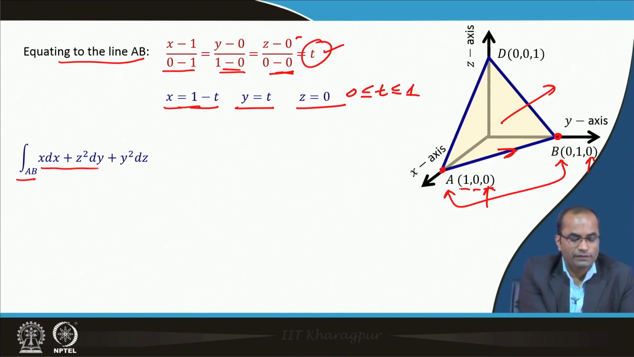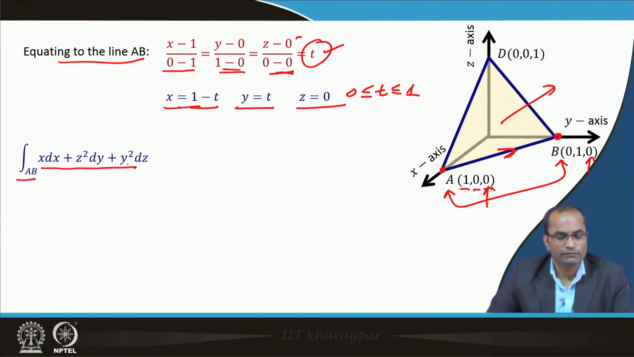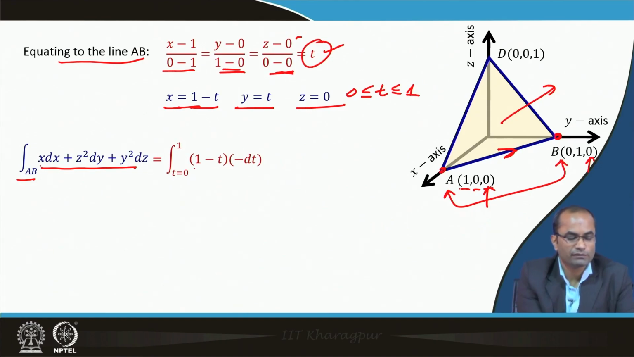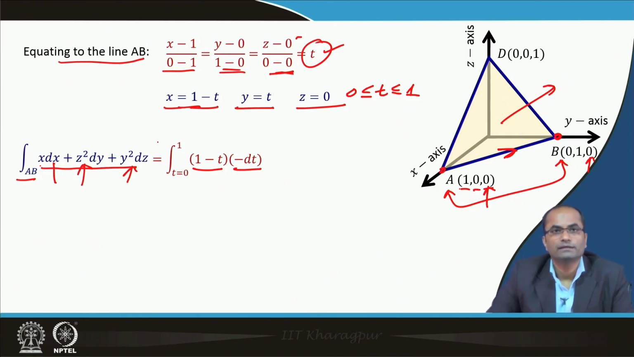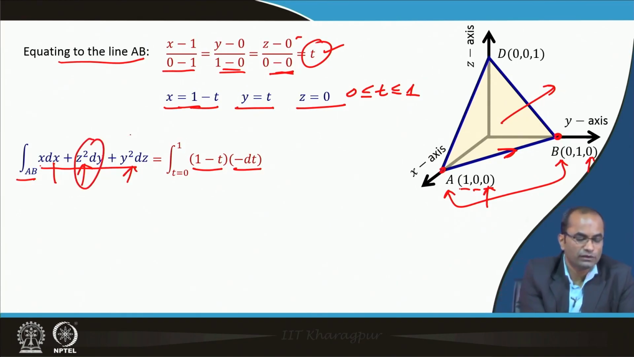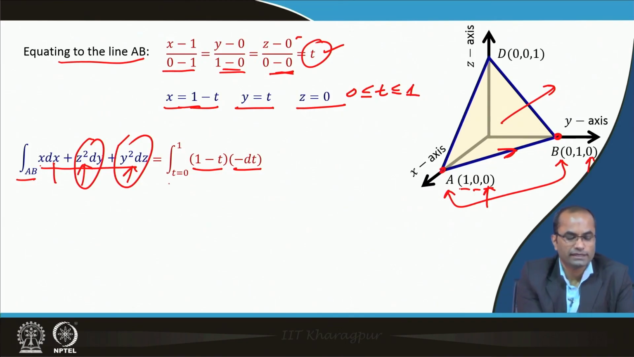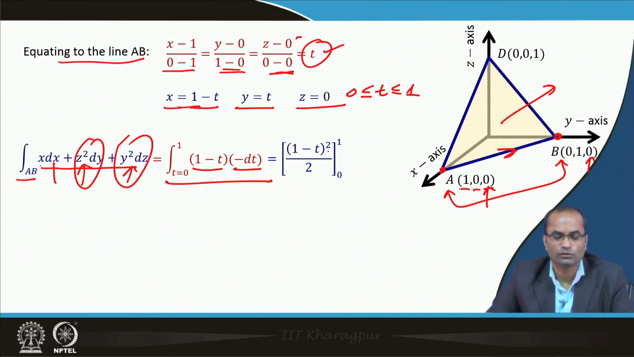So, along this AB we will integrate x dx, z square dy and y square dz. We have these parametric equations, we will put them there. So, x is 1 minus t, and dx is minus dt. Regarding the second one, since z is 0, this will become 0, and the third one also, because dz is 0, this will become 0. So, these two will not contribute, only the x dx part will contribute, and we can integrate it with the limits 0 to 1; the value comes as minus half.